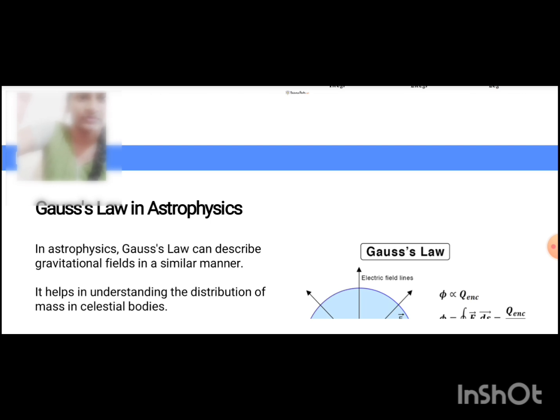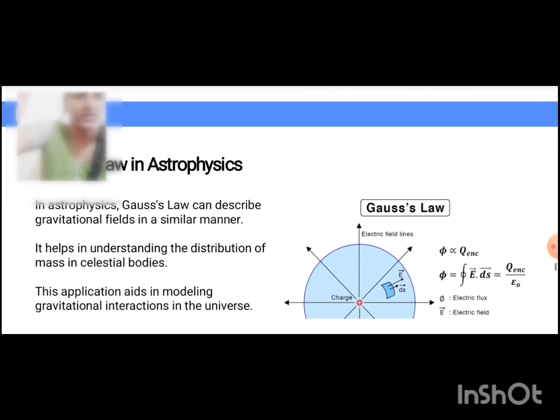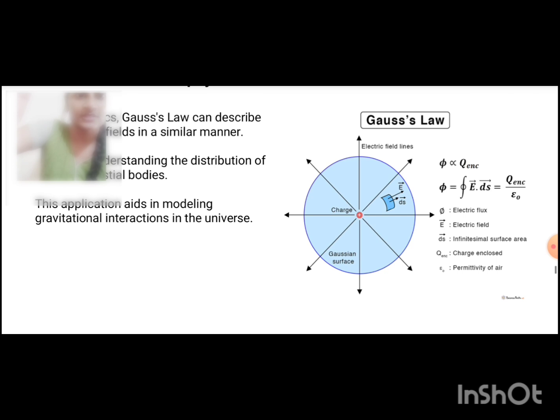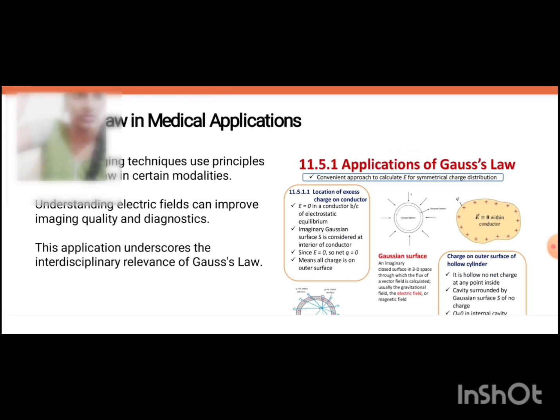Gauss law in astrophysics. So, in astrophysics, Gauss law can describe gravitational fields in a similar manner. It helps in understanding the distribution of mass in celestial bodies. So, this application aids in modeling gravitational interactions in the universe.